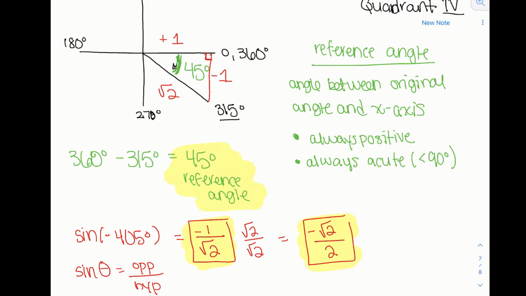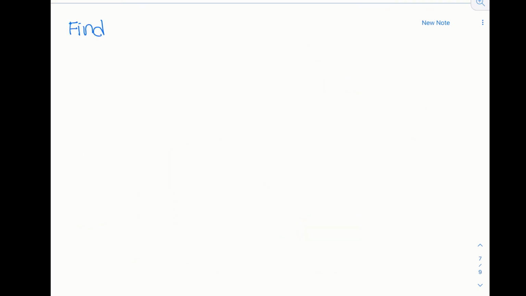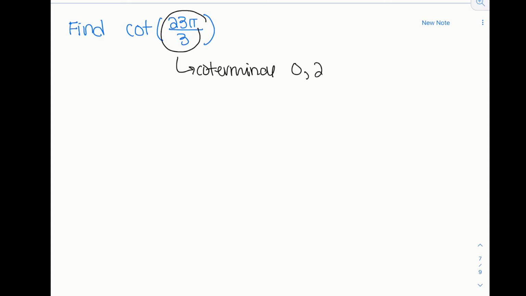Now I want to do another problem. Same thing, finding the reference angle, but using radians instead. Let's say we want to find the value for cotangent of 23 pi over 3. First thing is coterminal. In this case, I'll try to get an angle that is between 0 and 2 pi.